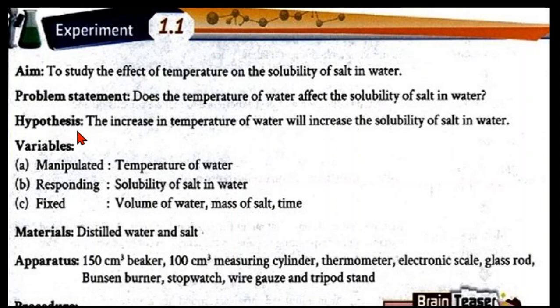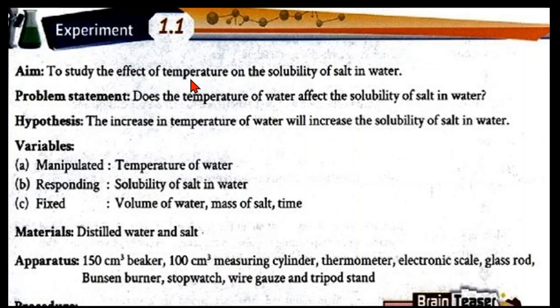So, you make the hypothesis. Ingat lagi, hypothesis adalah perkaitan ramalan kamu tentang kaitan di antara manipulated variable dengan responding variable. So, you look at your aim here. To study the effect of temperature on the solubility of salt in water. What is your manipulated variable? Effect of temperature. So, temperature is your manipulated variable. Yang kamu ubah-ubah adalah suhu. Betul? Responding variable kamu adalah solubility of the salt in the water.